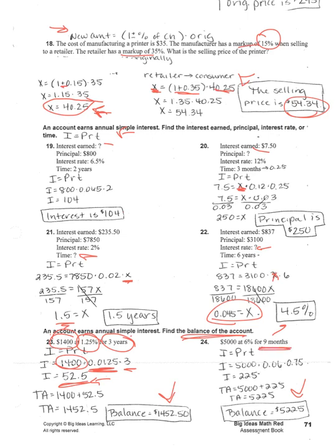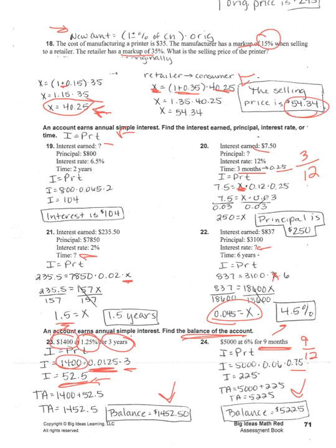Same concept here, except the only trick is here you have 9 months. So $5,000 at 6% for 9 months. Remember, simple interest time is always measured in years. So 9 months is 9 out of 12 months in a year, which is 0.75. This one up here was 3 months. So to get the 0.25, you did 3 out of 12. So 3 months out of 12, and you find that's 0.25.